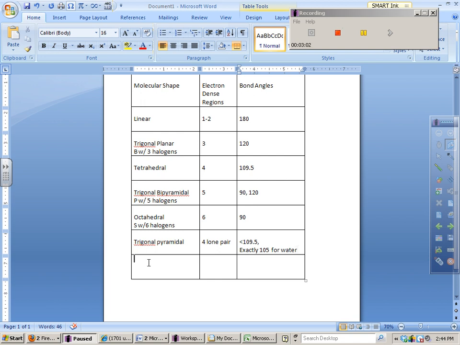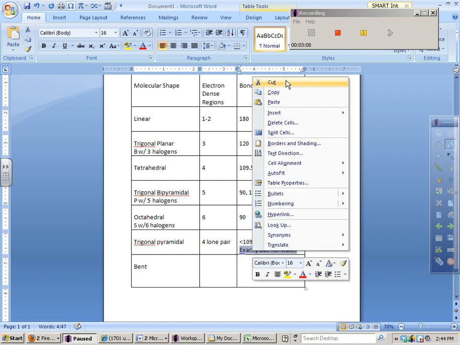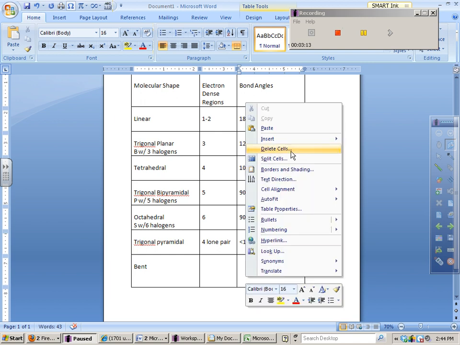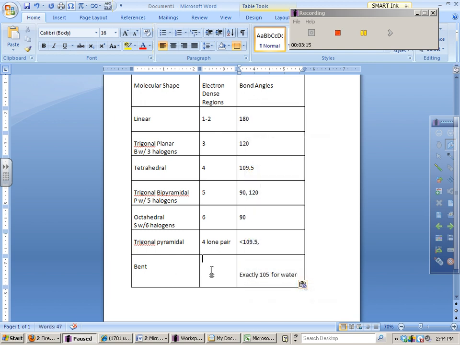And our last one is known as bent. Whoops, I put that in the wrong place, didn't I? Oops. Let's cut that out of there. That belongs down here. Bent. That's going to have 4 electron dense regions, and it's going to have 2 lone pairs.